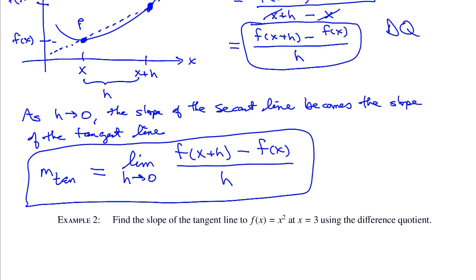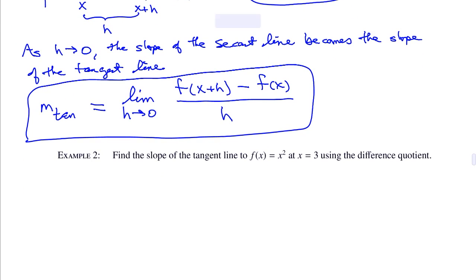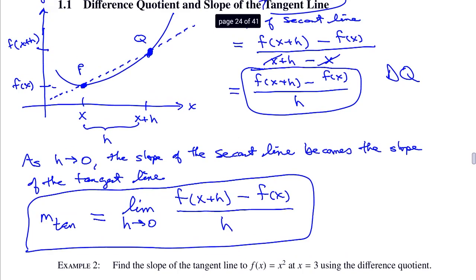So that is the key. You start with secant lines, and then you take the limit to produce the slope of the tangent line. The slope of the tangent line is going to have a very high significance in this class. All right, so any questions on the theory behind all this?